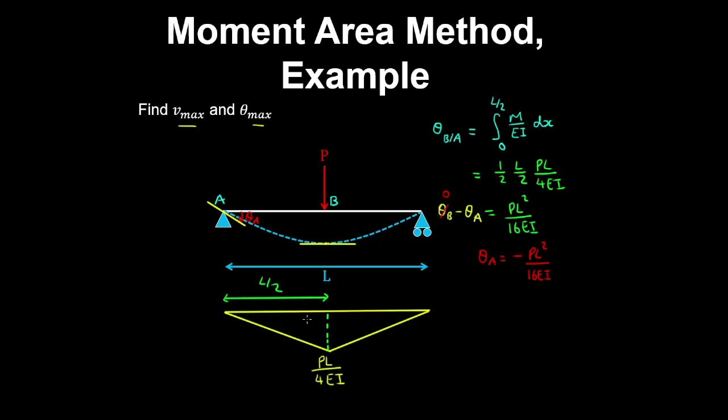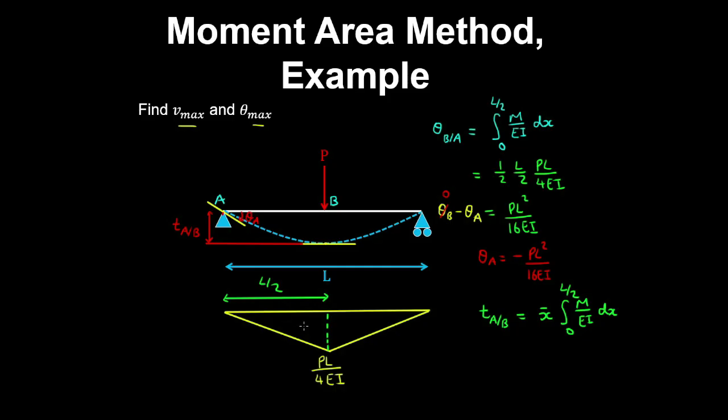Now because the curvature diagram has a linear geometry, we can find the tangent at A relative to B using the centroid definition and multiply by the integral of the curvature over x from x equals 0 to x equals L on 2. So that gives the distance between a tangent at B and a tangent at A at A. So that will be tangent at A relative to B. And we can see that that's going to give us the maximum deflection.